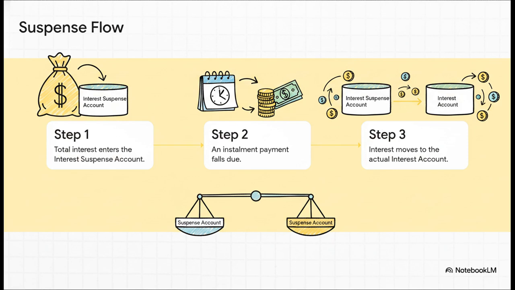Step 1. At signing, the total $200 interest enters the interest suspense account. It's just sitting there. Step 2. A month goes by and your first installment payment finally falls due. Step 3. Now that time has passed, a specific corresponding portion of that interest, let's say it's $10, is transferred out of the interest suspense account and into the actual interest account where it becomes a true recognizable expense. And this cycle just repeats. It repeats until the suspense account slowly, methodically drains to zero by the very end of the contract. It's a beautifully structured way to maintain balance.